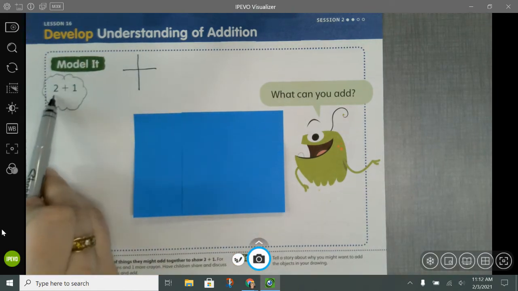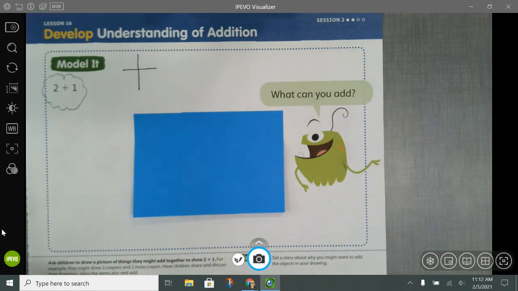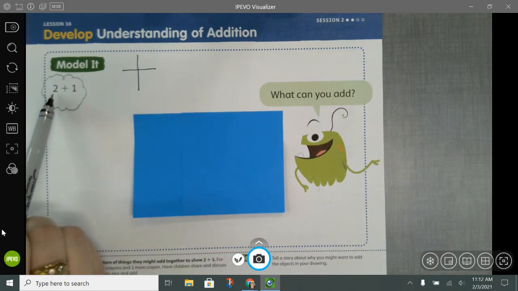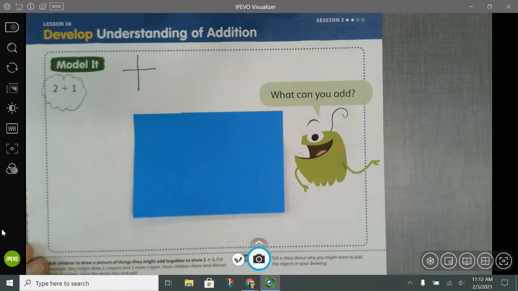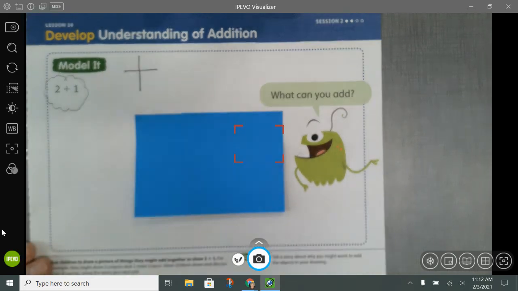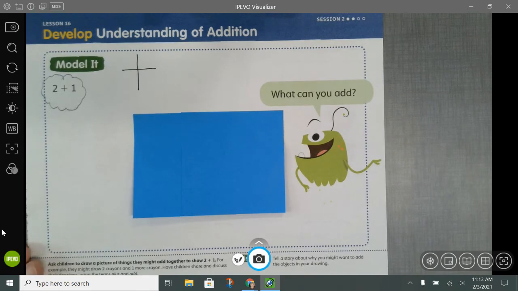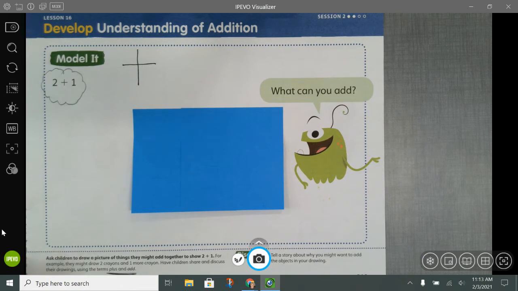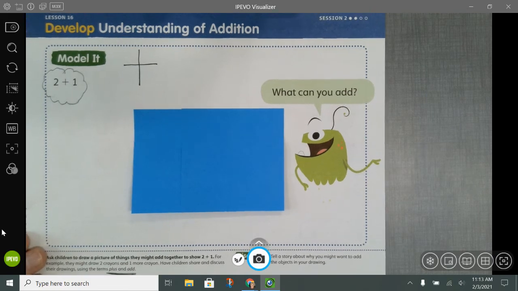All right. So we're going to model this with a picture. So I want you to think of something you could draw that would show 2 plus 1. So maybe it's something that you do at home to add. Maybe it's something you've done out in the community. Think of a picture you could draw that would show us 2 plus 1. So I want you to press pause while you're drawing. And then when we press play again, we'll see what you drew. Okay, so press pause.